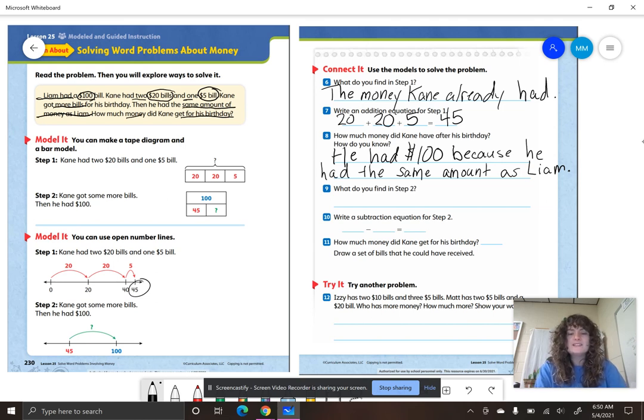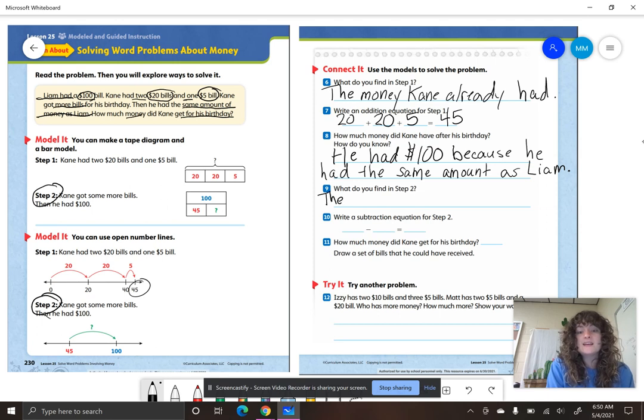All right. Number 9 says, what do you find in step 2? Ooh, so Smarties, let's look at step 2 in our bar model and our number line. So what are we finding in step 2? Look really closely. We know the part that Kane has. We know that he got some money, and now altogether he has $100. What do we need to do for step 2? We need to find the amount he got for his birthday. So, what do you find in step 2?